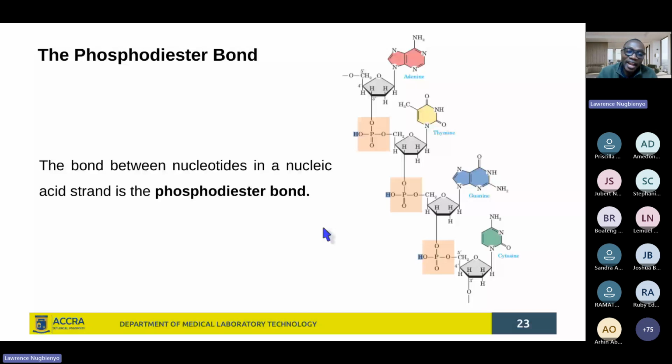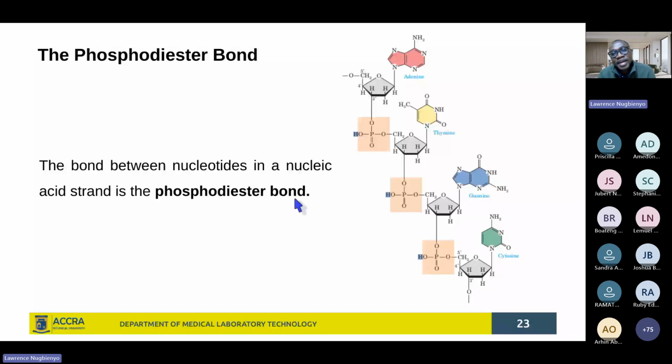Now we take a nucleic acid. A nucleic acid is made up of nucleotides. So these nucleotides bond together to give you a chain, a strand. What is the bond that exists between the nucleotides? That bond is what we are referring to as a phosphodiester bond.